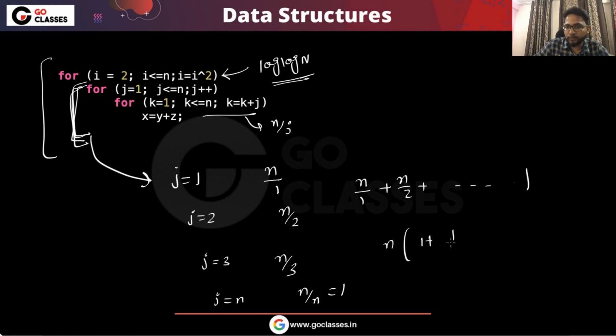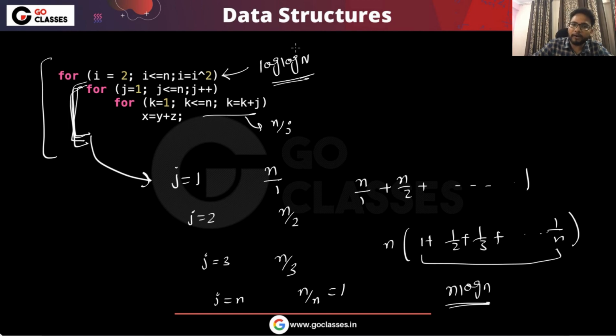This is 1 plus 1 by 2 plus 1 by 3, and ultimately you will be having 1 by n. So it is log n. So this is n, so you will be having n log n, right? And this n log n should get multiplied by log n. So which means n log n into log n is your final answer. This is the time complexity of this for loop.